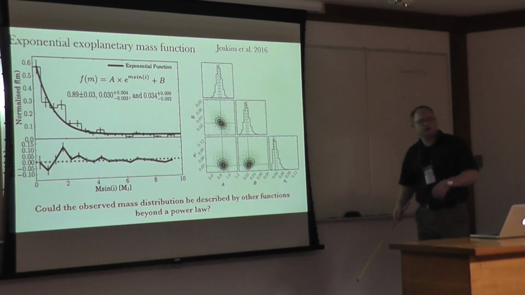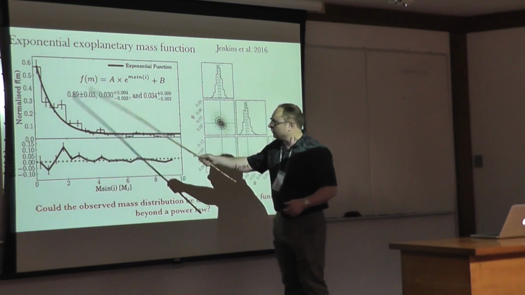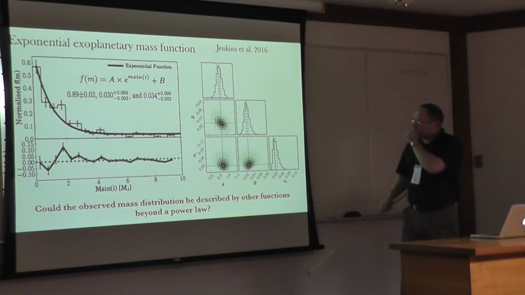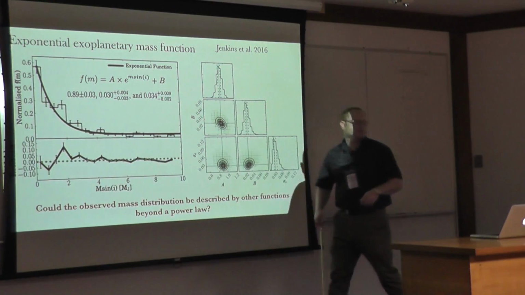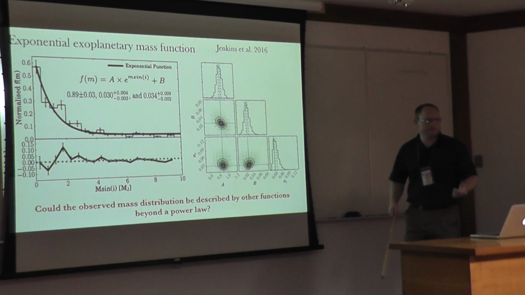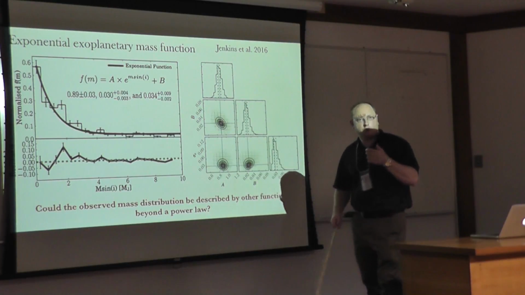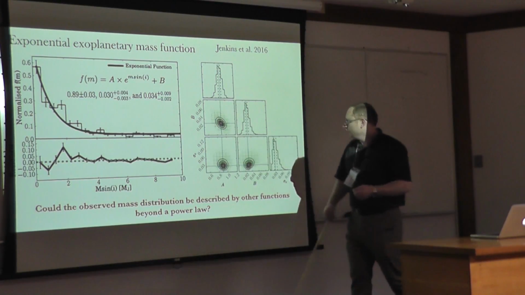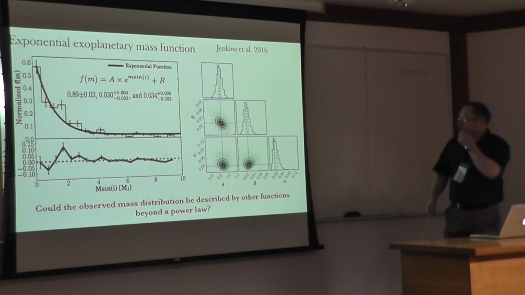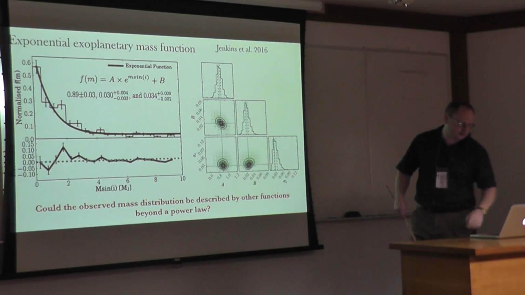And so, although an exponential function does better now than a power law, and I could have shown a power law fit here, it still has residuals that are off by 3 sigma from the fit. And so, possibly, to fit the mass function properly, we need to be moving to maybe more than one model. So this is some work in progress that we need to try and better characterize the mass function.